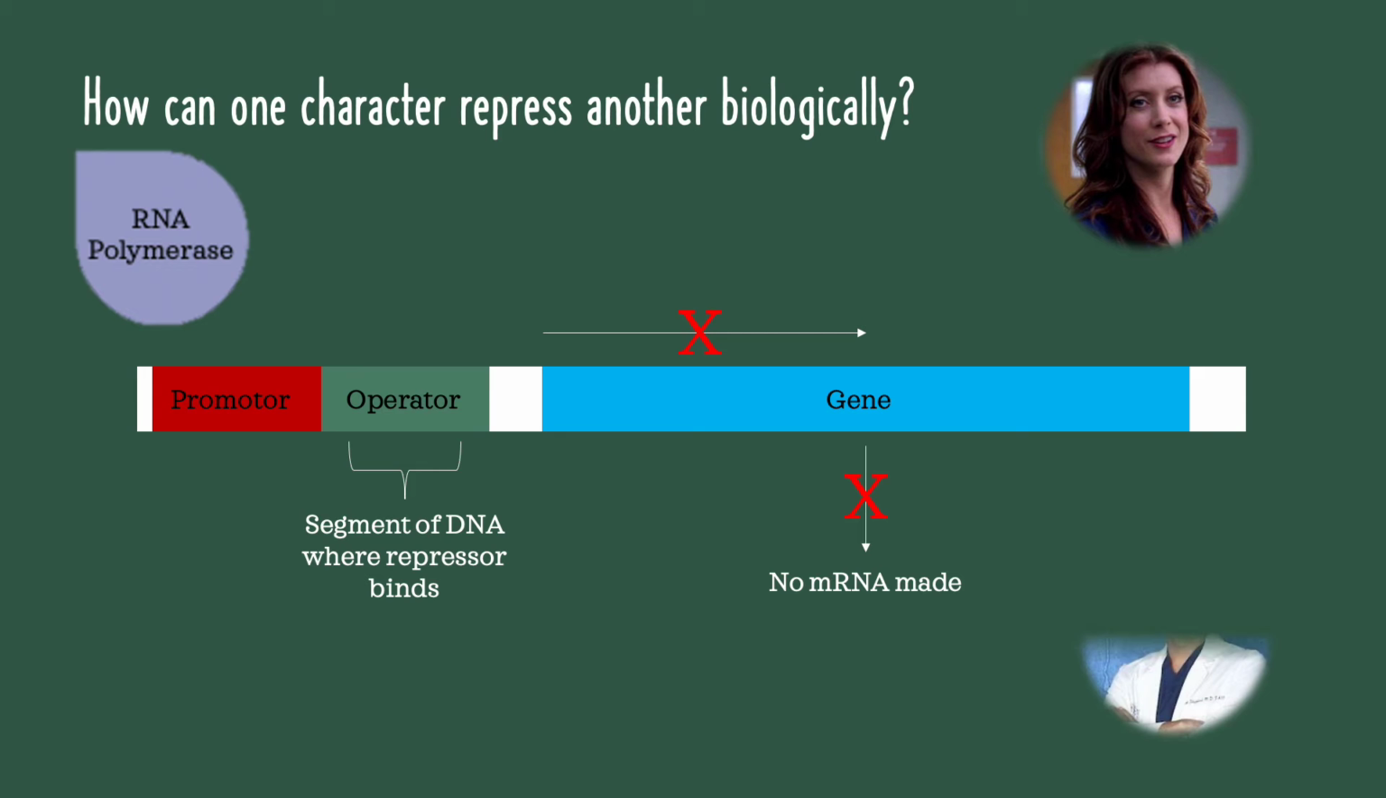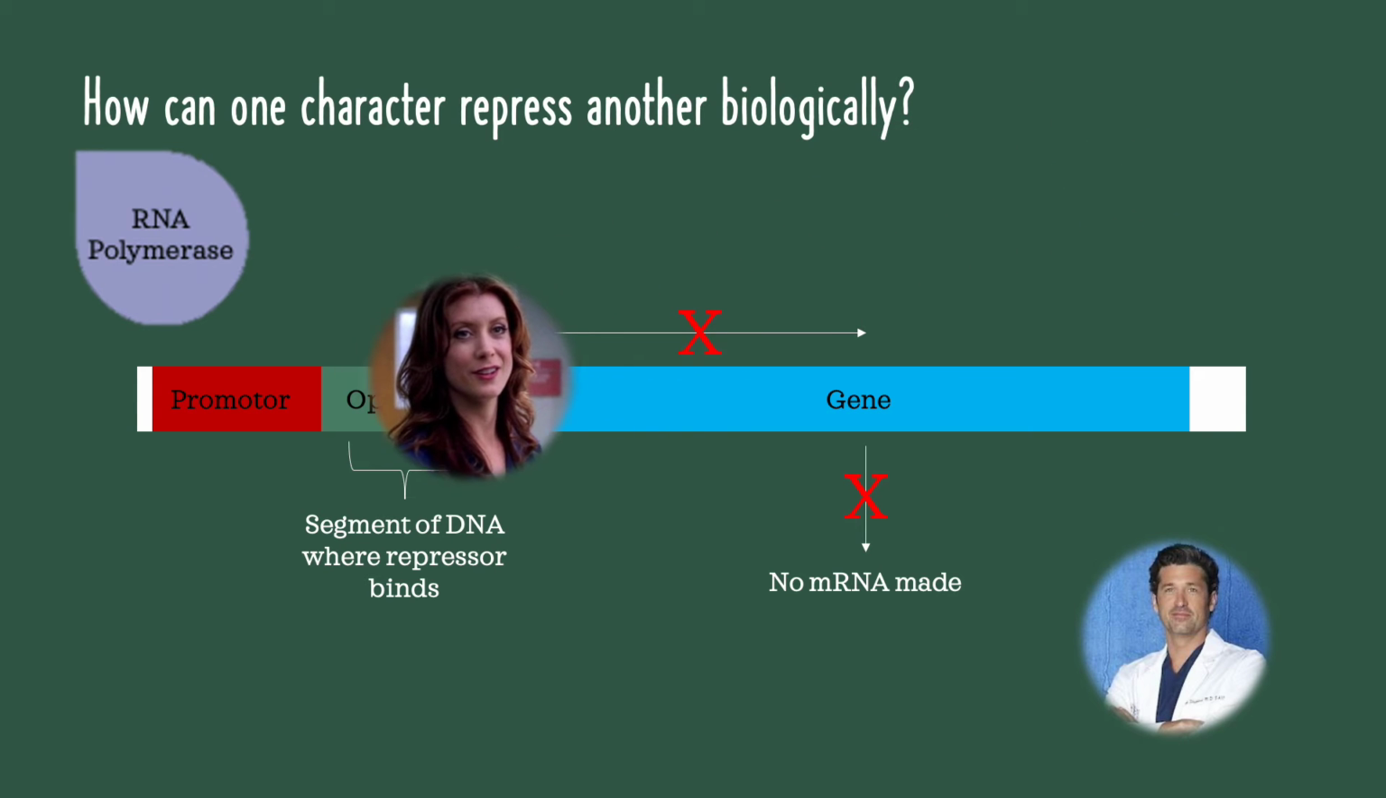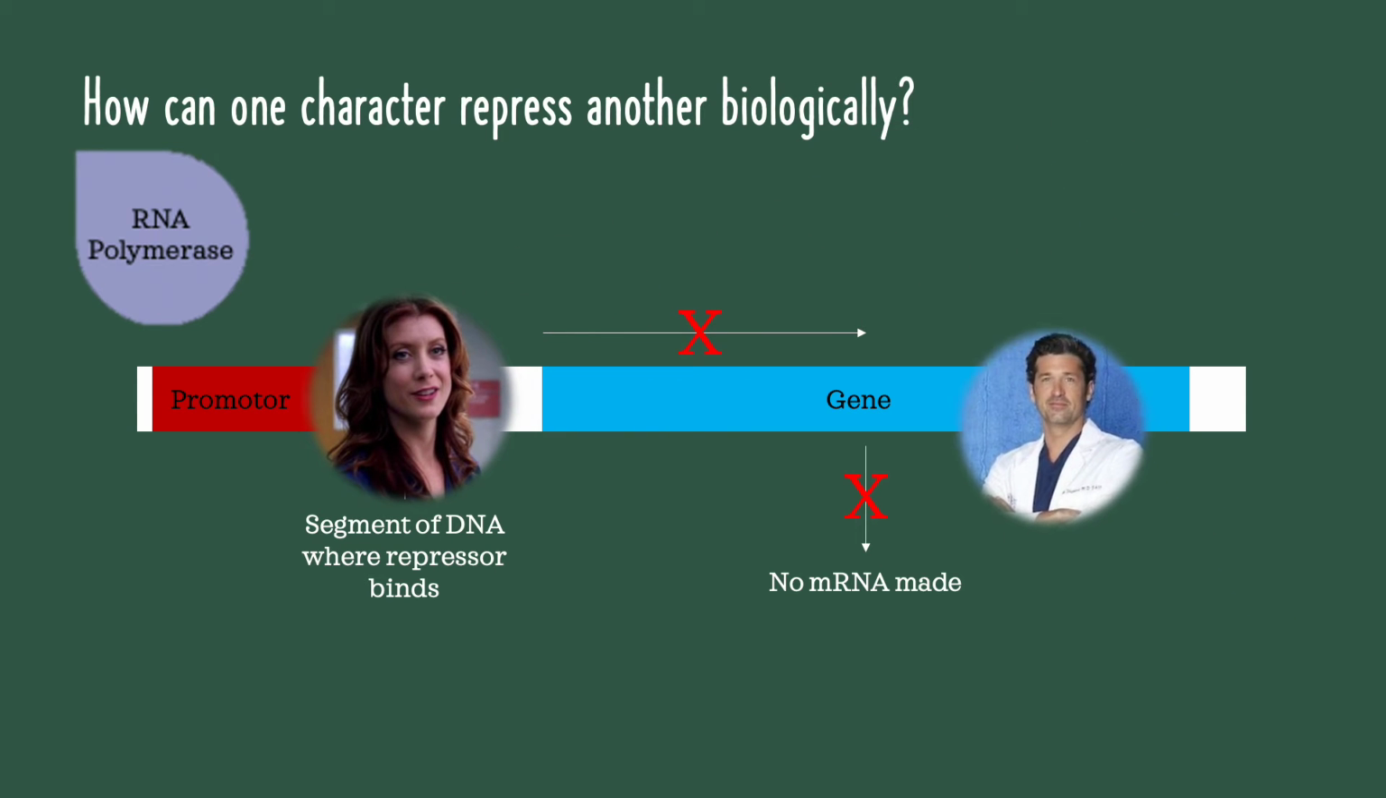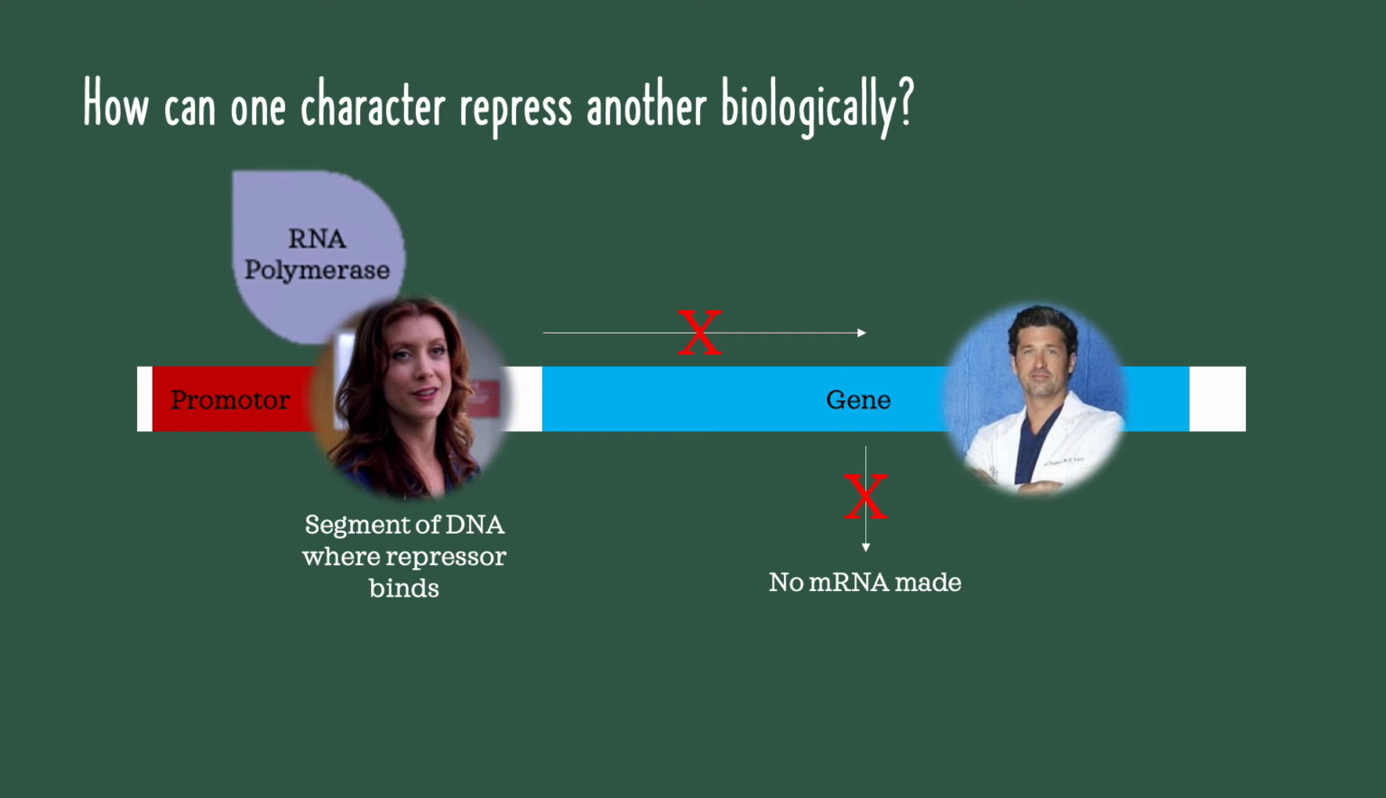In our example, if the gene is Derek and Addison represses him, she would bind to the operator region, which would not allow RNA polymerase to attach and transcribe Derek, so there would be no Derek mRNA or proteins made.